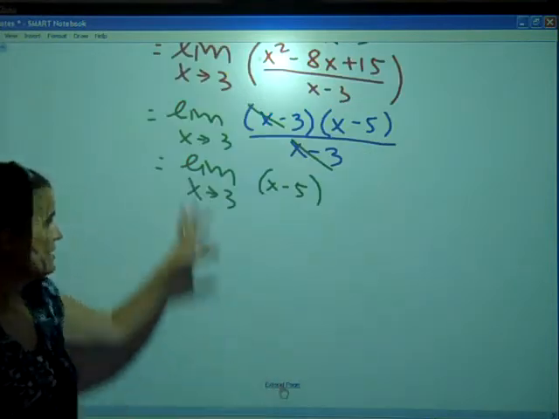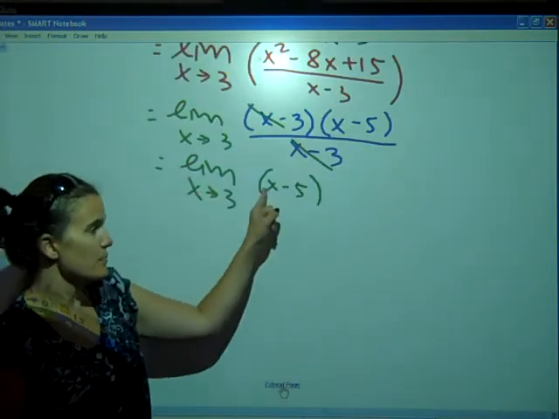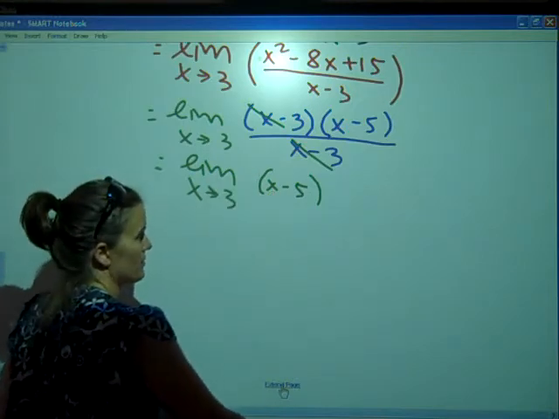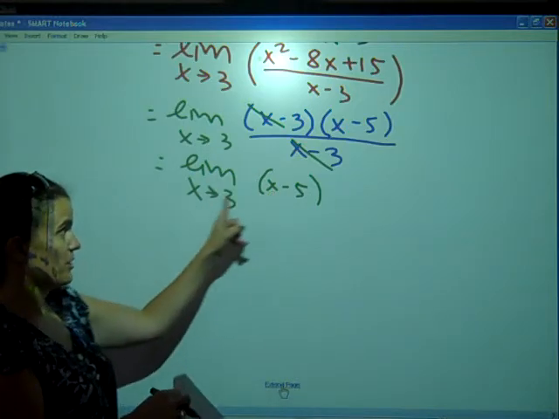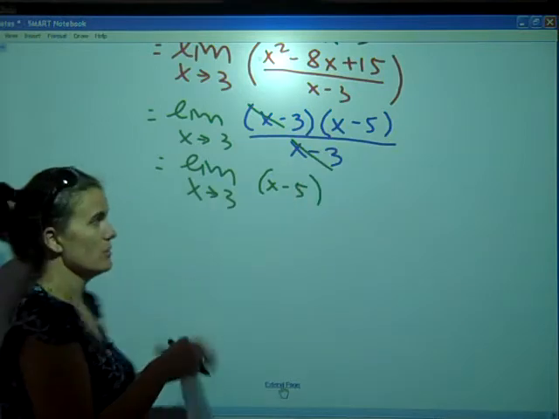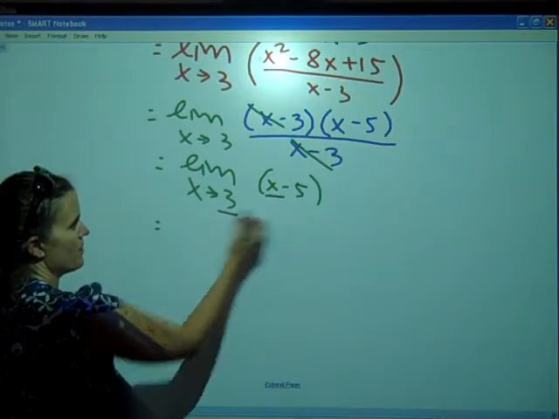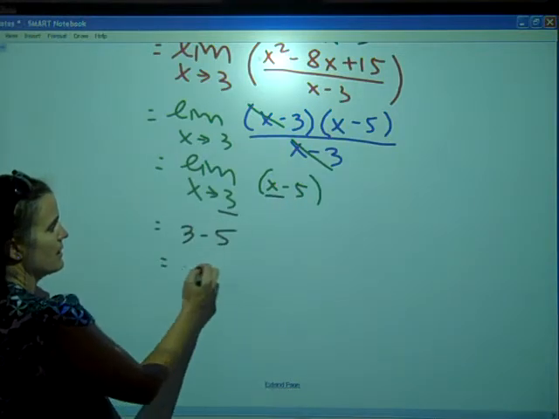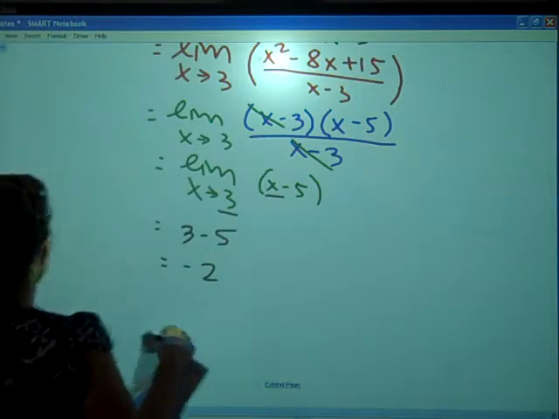But because we're already in the limit form, we're already talking about the limit as x approaches 3, now you can literally just plug in 3. And this has been the first step where I could plug in 3 and it wouldn't give me 0 over 0. So right here, if I plug in 3 in for x, I get 3 minus 5, and I get negative 2.